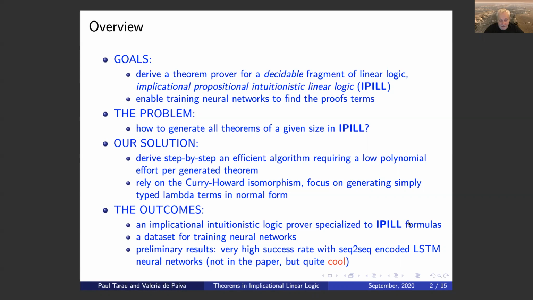And the set of outcomes that we will have here is an implicational intuitionistic logic prover that's specialized for IPL formulas, and of course a data set for training neural networks, with a few preliminary results on that with a very high success rate with a seq-to-seq encoded LSTM neural network, which is not in the paper, but it's quite cool.